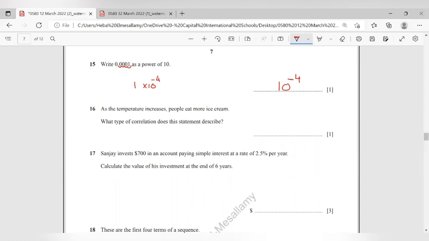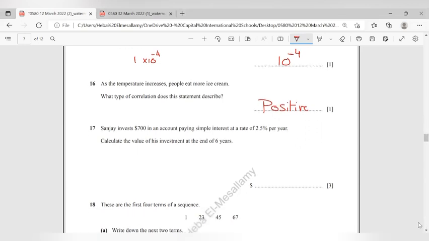Okay, question 16, as the temperature increases, people eat more ice cream. So we can find that it's a piece of cake. This question is very simple. We're going to find that the answer is positive correlation, or you can just write positive, because the question is asking about a type of correlation, just write positive, and you'll get the mark.